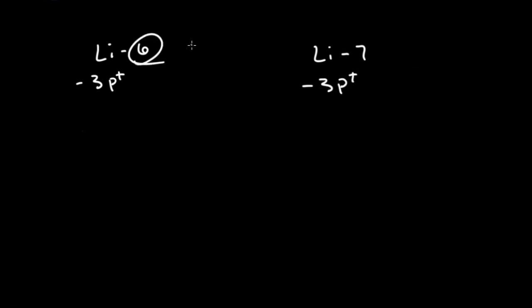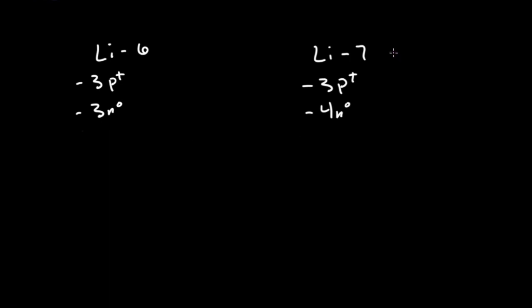And if this is a mass number of 6 and I have 3 protons, it means that I must have 3 neutrons over here, because this number plus this number has to equal this number there. And if I have 3 protons here and the mass number is 7, that must mean that I have 4 neutrons over here. And so the main difference between these two are the atomic masses of both of them.